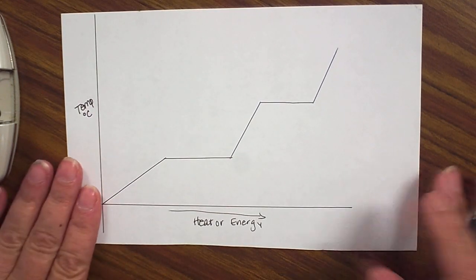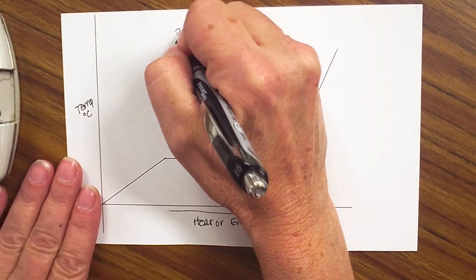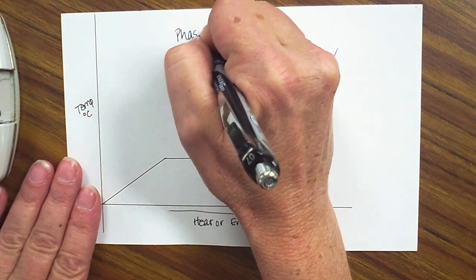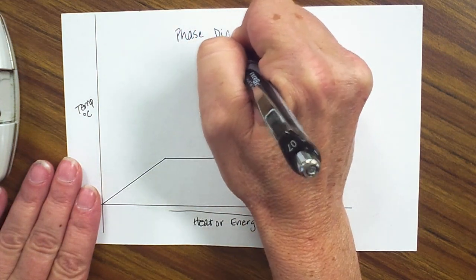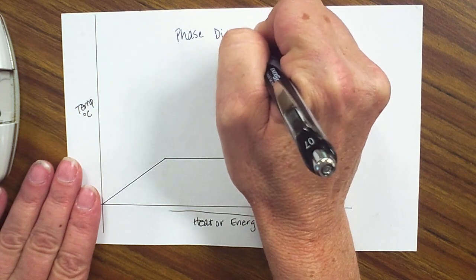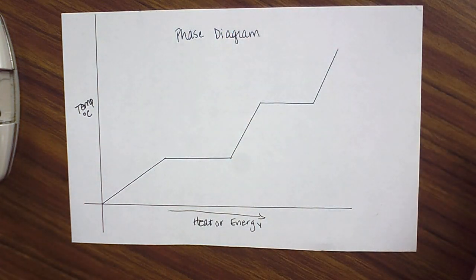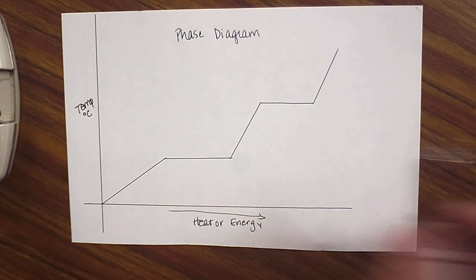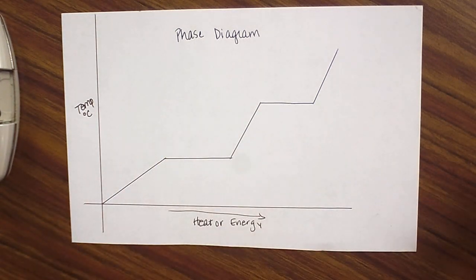So this graph is called a phase diagram. Phase diagram. Now you'll notice that there are no numbers on this diagram, and the reason is because all the diagrams look alike, but the numbers would be different. So if we don't use numbers, then we can still talk about the graph without talking about what substance it is.